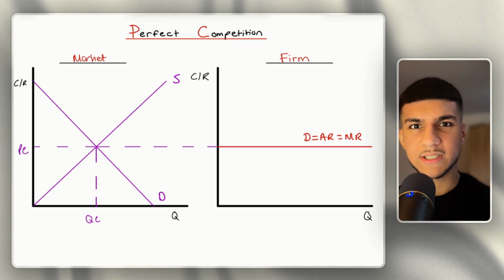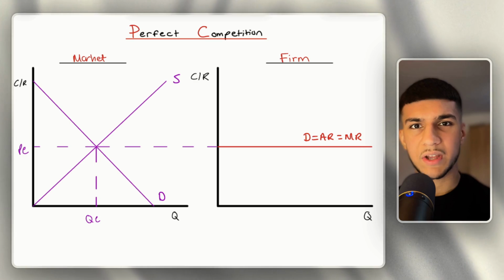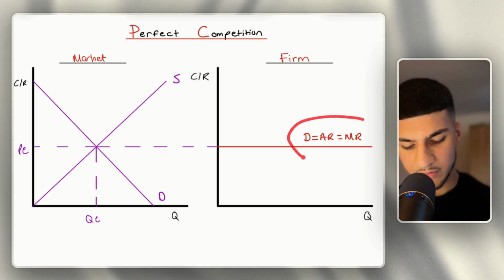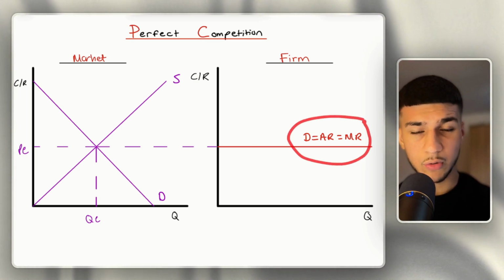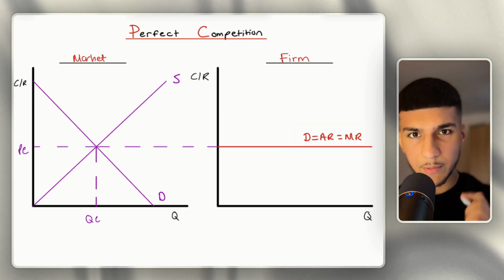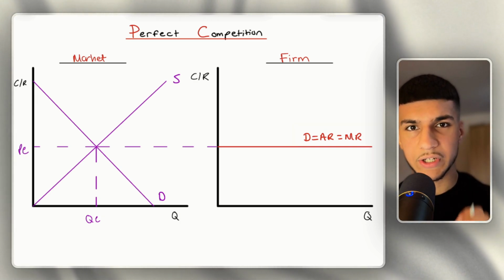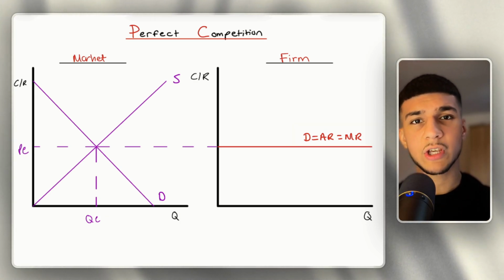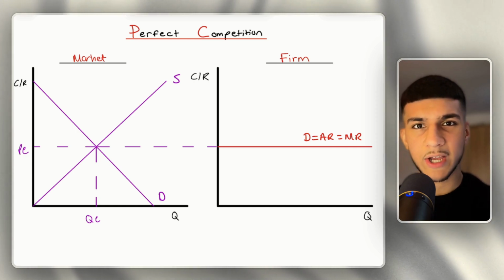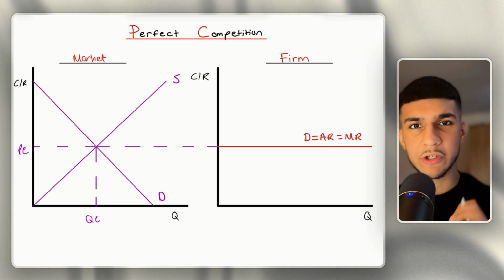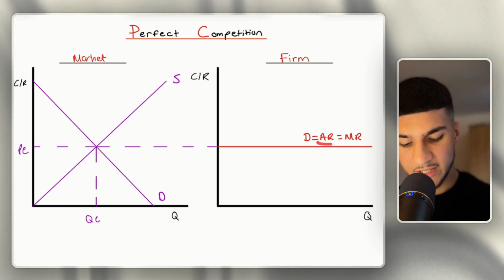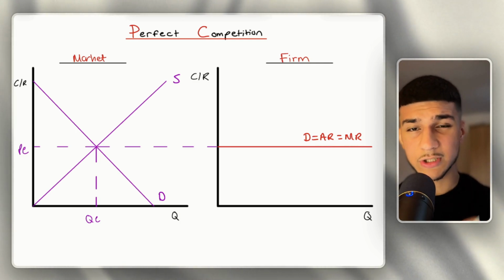Now, one of the main mistakes students make with the perfectly competitive market diagram is this curve, your demand equals average revenue equals marginal revenue. The main thing here is you're just expected to recall this. So whenever you're drawing a perfectly competitive market's firm diagram, always make sure you label your demand curve as equal to AR, equal to MR, and that's the main thing students will forget.